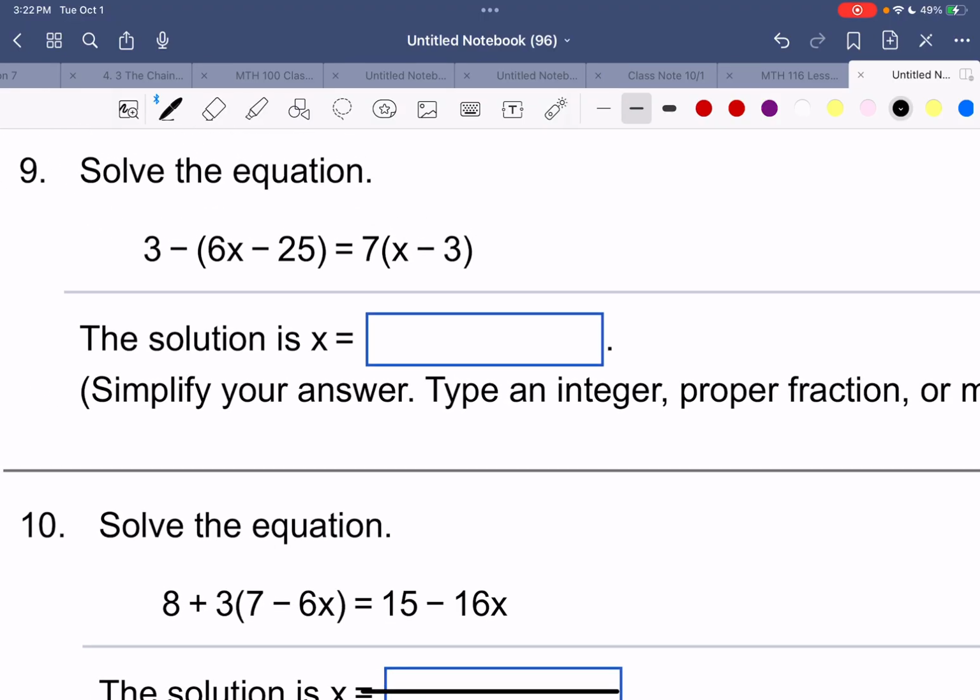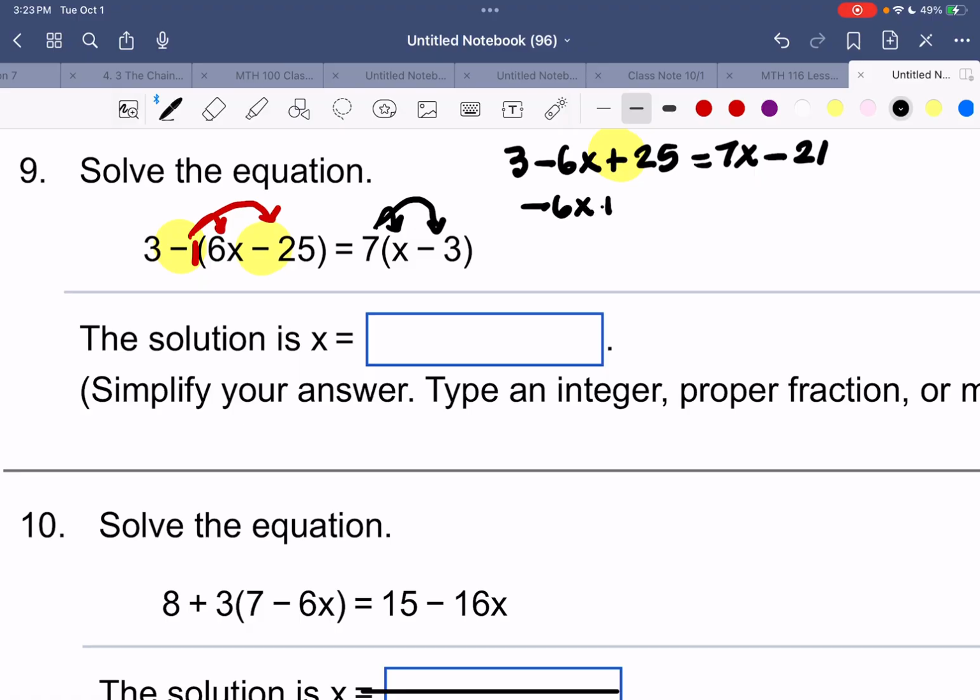Number 9, we got parentheses on both sides and variables on both sides. So I'm going to distribute this minus 1 here. And I get 3 minus 6x plus 25. That's the one that a lot of folks miss. Watch that negative and negative makes a positive there. Equals 7x minus 21. You got to remember to do it times both of them. On the left-hand side, I have a 3 and a 25. That's going to be a 28. On the right-hand side, I have a 7x minus 21.